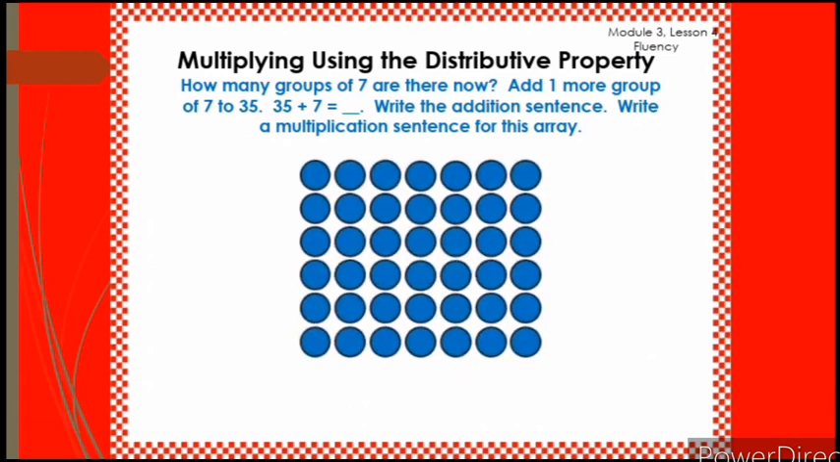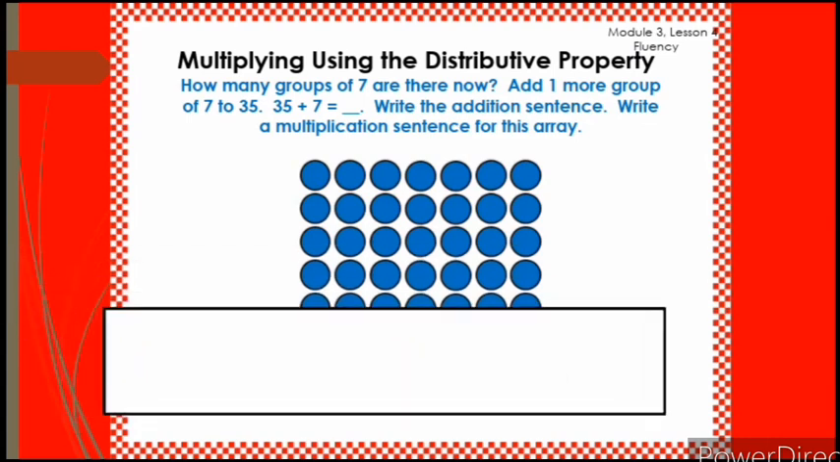Okay, so this is what I have. This is 6 groups of 7, or 7 groups of 6. So this is what we have. You can see that. So what will be the addition sentence? My addition sentence will be 7 plus 7 plus 7 plus 7 plus 7 and plus 7. And what will the total be?